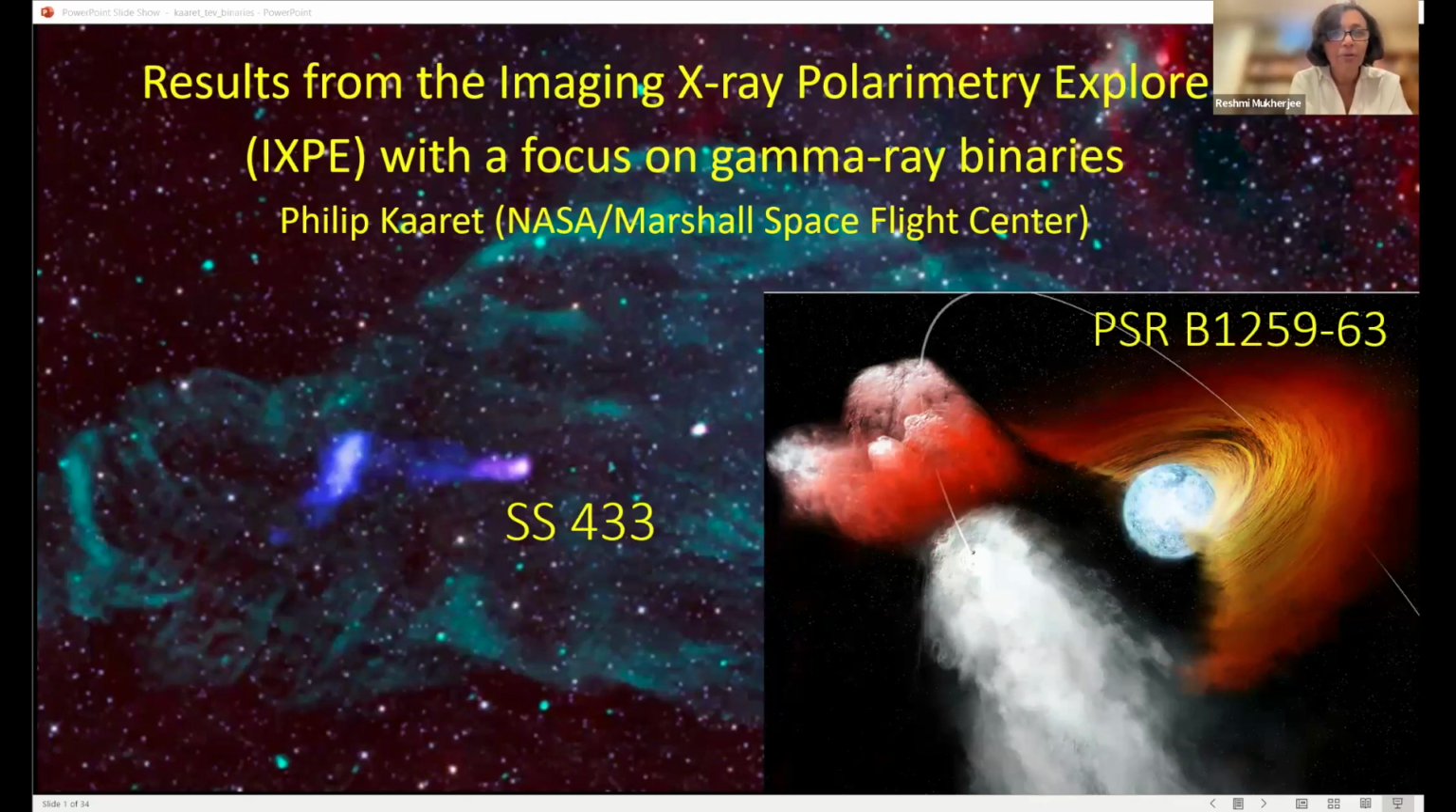I'm very happy to introduce Phil Kaaret from NASA Marshall Space Flight Center. The title of today's talk is Results from Imaging X-ray Polarimeter Explorer, IXPE in short, with a focus on gamma ray binaries. Phil, I think everyone knows Phil well. He's an astrophysicist at the NASA Marshall Space Flight Center. He's the PI of IXPE.